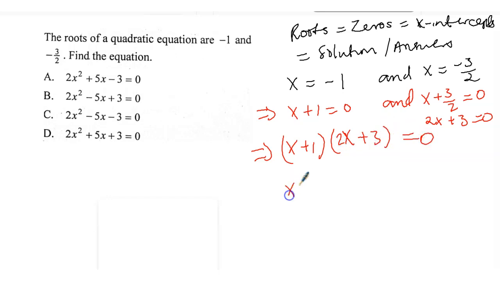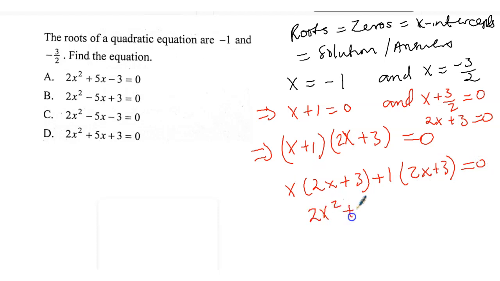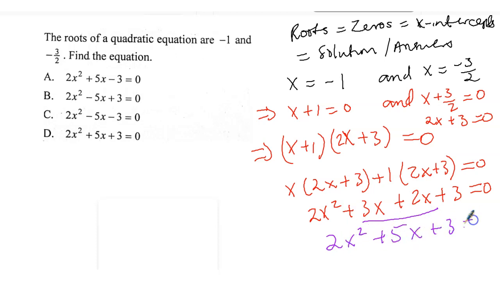Distribute. So we take x, we multiply by 2x plus 3. We take the 1, which is plus 1 times 2x plus 3 equals to 0. Multiply, we get 2x squared plus 3x plus 2x plus 3 equals to 0. We combine like terms. So we see that the middle is like terms. So we got 2x squared plus 5x plus 3 equals to 0. And that's the answer.